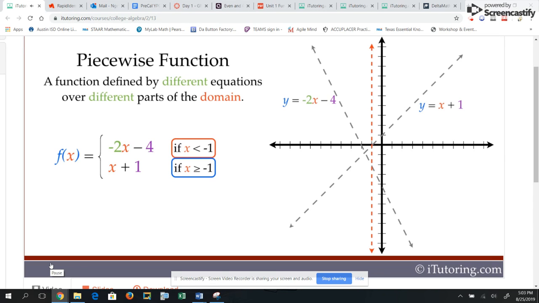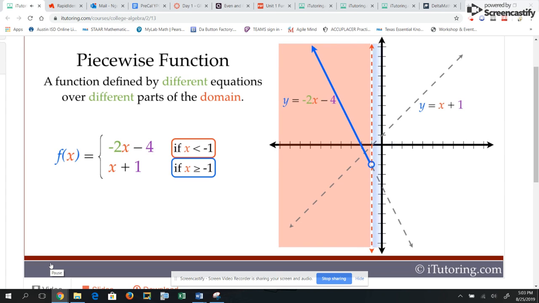Here, notice we have our two graphs. We'll then want to fill in where these graphs are applied over our different domains. When x is less than negative 1, the appropriate equation is y is equal to negative 2x minus 4. So we can draw this in with a solid line. Notice we have an open circle because we have our less than.